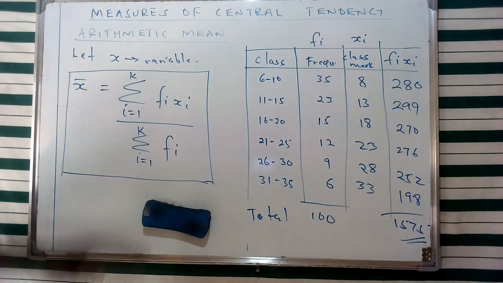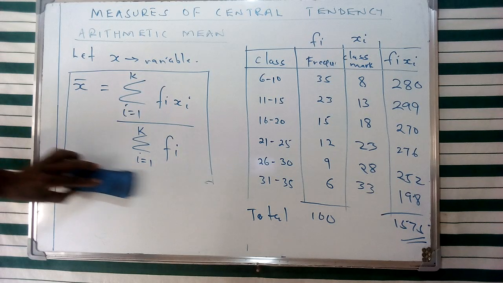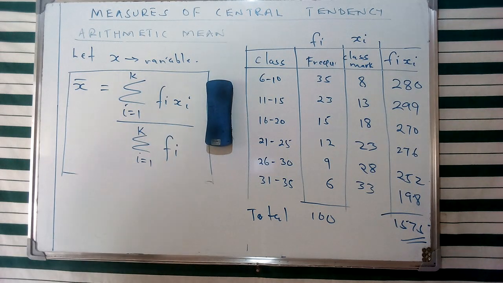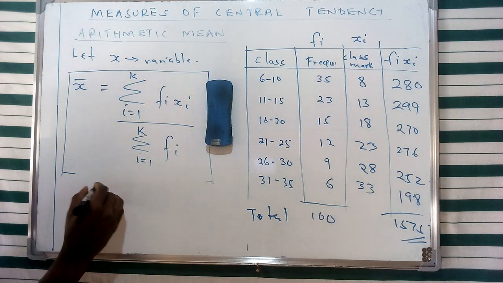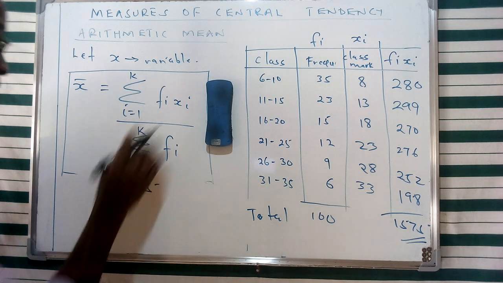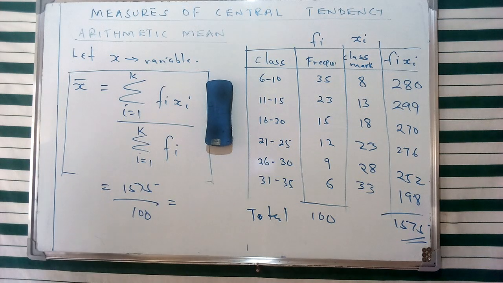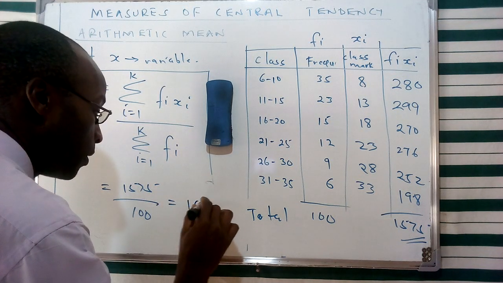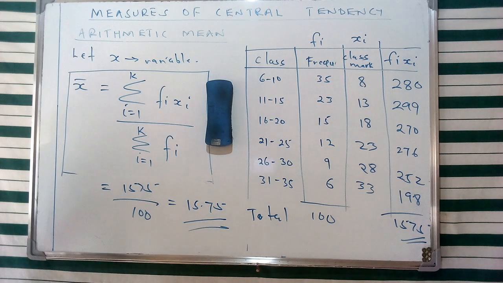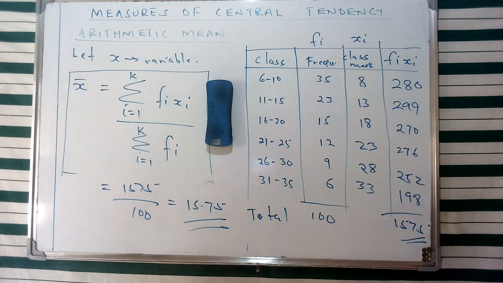So these two specific totals are going to give us the ratio, which is going to be, of course, our arithmetic mean. So in this case, we're going to have this one equivalent to 1575, which is the numerator, divided by 100. So that's going to give us 15.75, which is going to be our arithmetic mean for this specific set of grouped data.